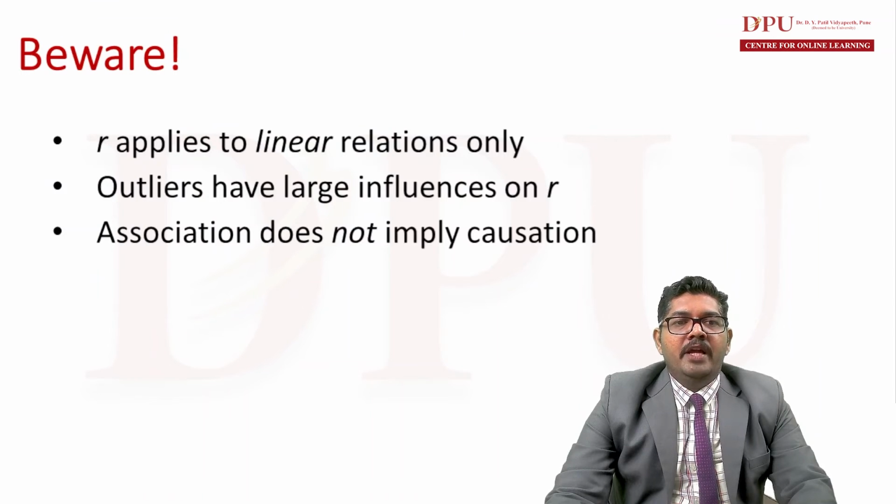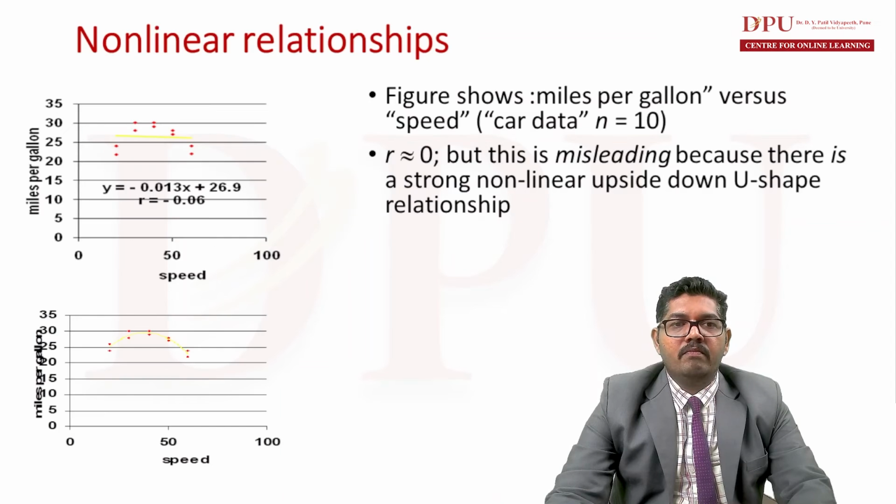R applies to linear relationship only. So these are some limitations or drawbacks of calculating R. R is applicable to linear relationship only. Outliers have large influence on R, and association does not imply causation. Means we cannot find out the cause and effect relationship from R.